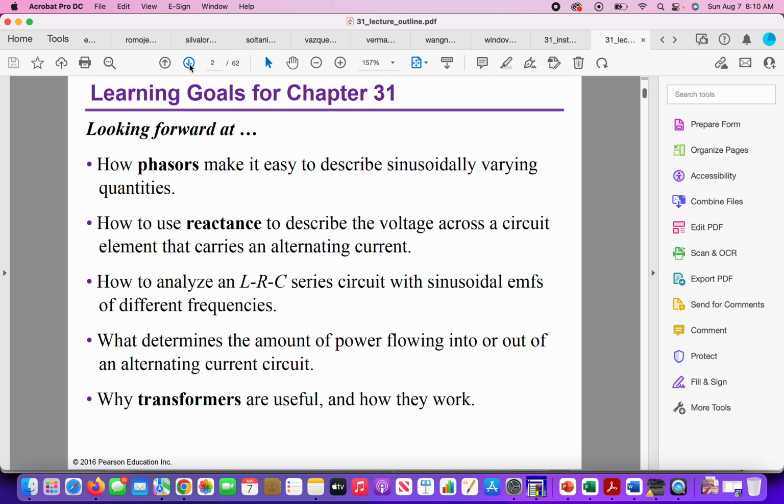What determines the amount of power flowing into or out of an alternating current circuit? And this is very important. We are going to try to analyze power output from these circuits. Finally, we are going to talk about transformers, how they work, and what is the principle that they are based on.